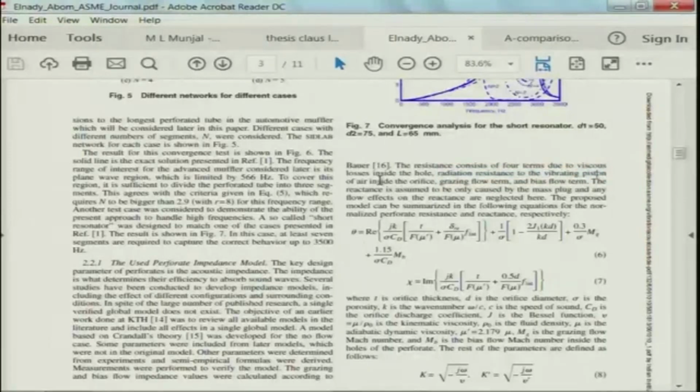So, you model the air column inside the orifice as a vibrating piston, and then the radiation impedance is given by 1 by sigma, the porosity, and here J1 is the Bessel function of the first order and first kind, the ordinary Bessel function. Again sigma is the porosity, mg is the grazing flow, the flow that just touches the perforates and does not really cross it, and mb is the flow that goes through the duct. So, this formula really combines the mean grazing and bias flow.